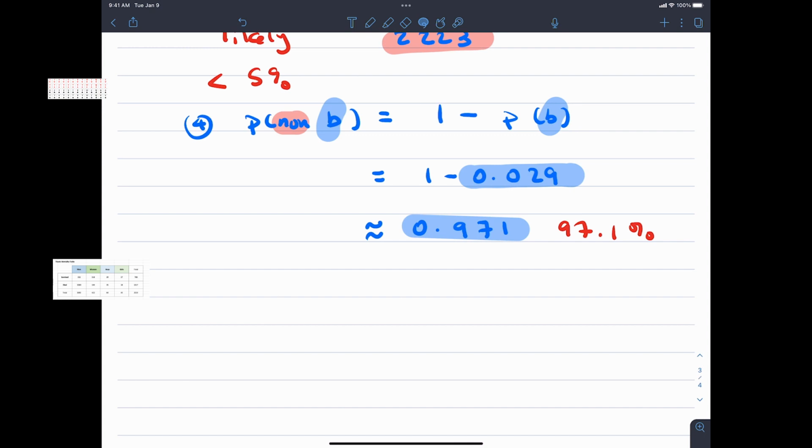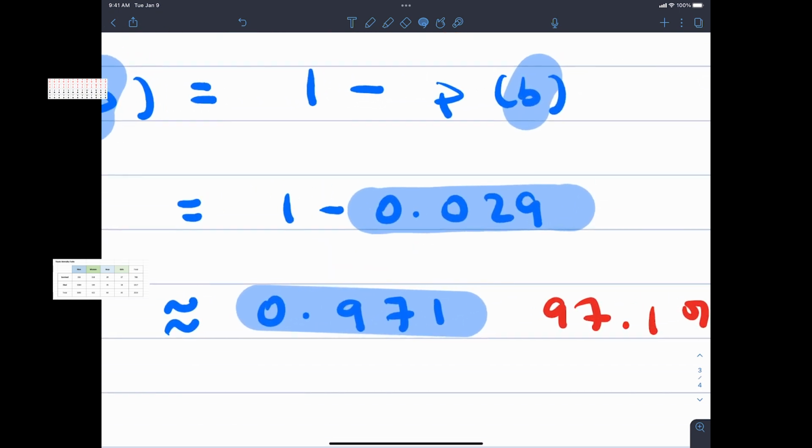Question. How did I get the what? Oh, that's a B. That's P of B, right here. Probability of a boy.